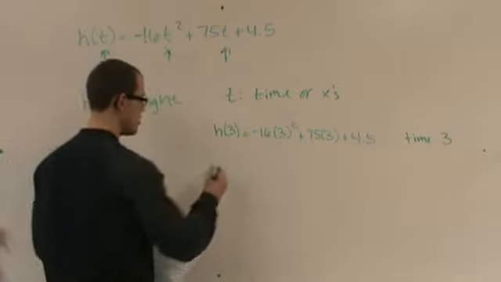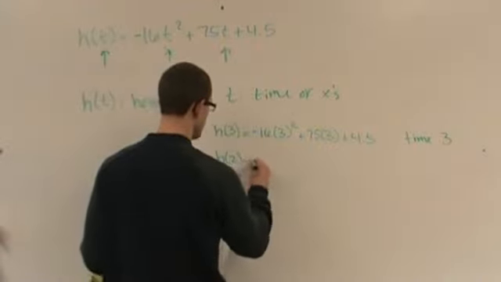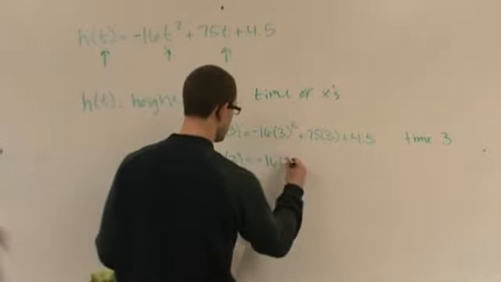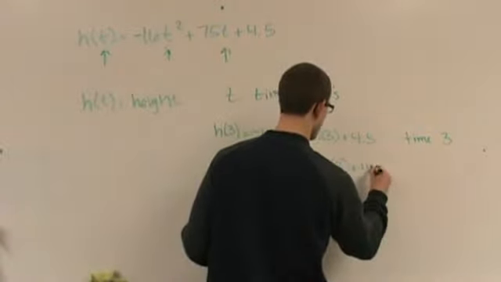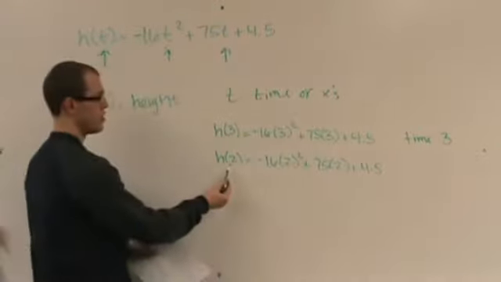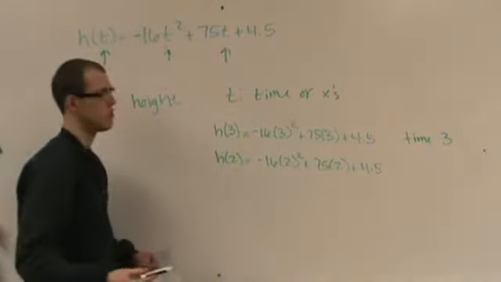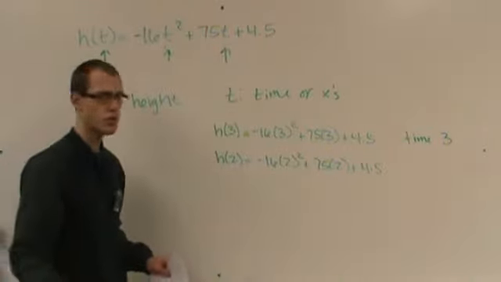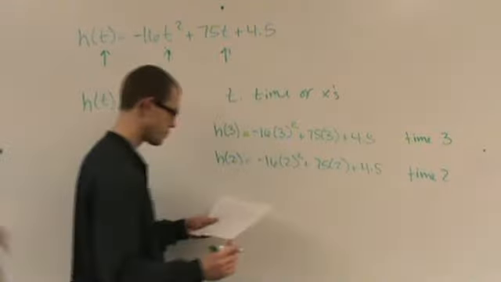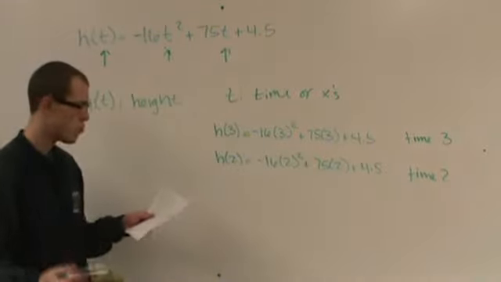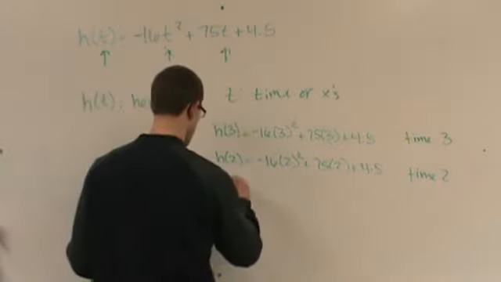Let's do another example. Let me put in 2 instead. So h of 2 equals negative 16 times 2 squared plus 75 times 2 plus 4.5. I put in a 2 for all my t locations. That means the time is 2. Okay? One more example. Put in a 4.5.